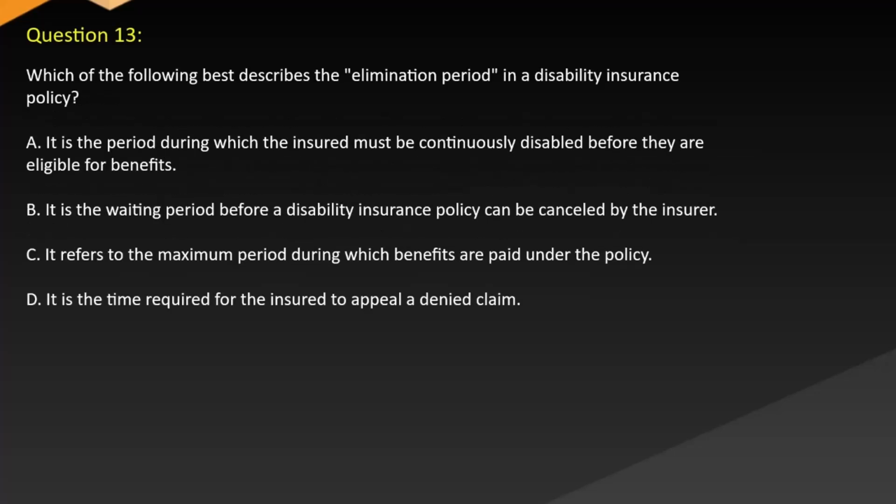Question 13. Which of the following best describes the elimination period of a disability insurance policy? A. It is the period during which the insured must be continuously disabled before they are eligible for benefits. B. It is the waiting period before a disability insurance policy can be cancelled by the insurer. C. It refers to the maximum period during which benefits are paid under the policy. D. It is the time required for the insured to appeal a denied claim.